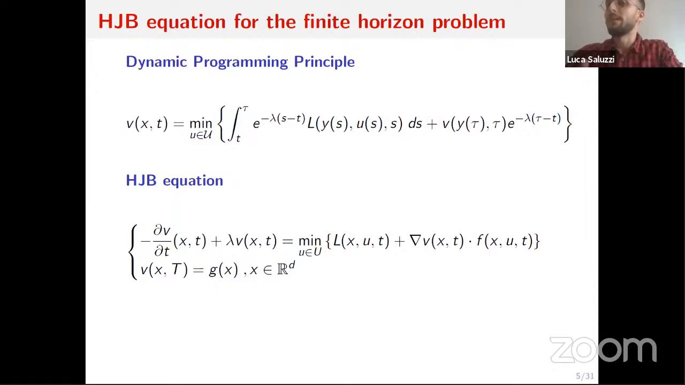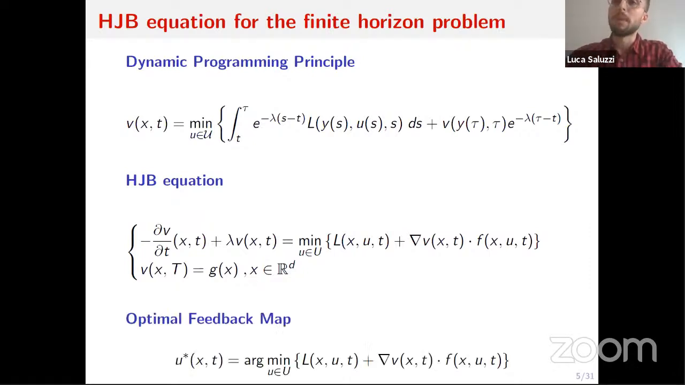And this dimension can be very high. So for instance, think of semi-discretization of PDEs, as we will see later on. It can reach thousands, so it can easily reach a very huge dimension. So it's really important to solve this equation in a very high dimension. This is our aim.